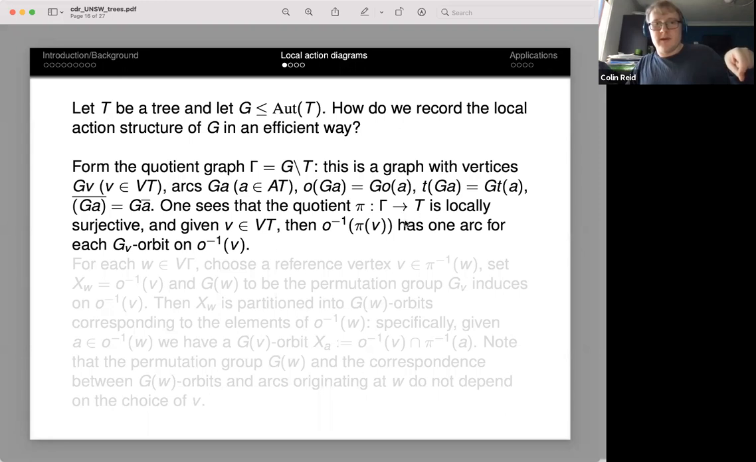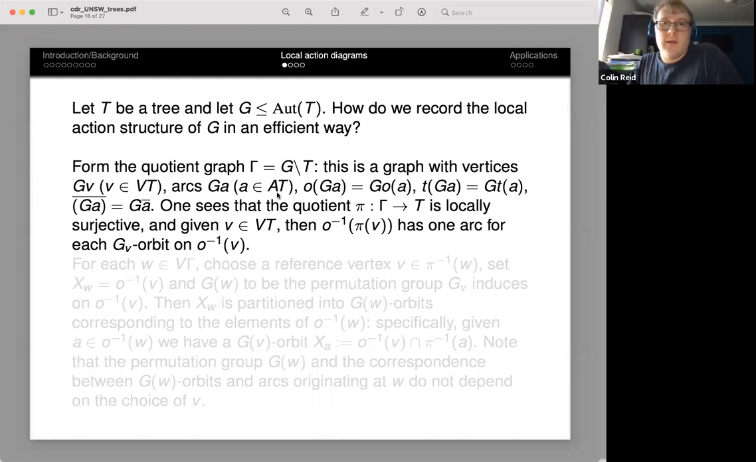So this map here is going to be locally bijective, essentially, if and only if the local action is trivial. So in gamma, the arcs coming out of a vertex correspond to the orbits of that vertex stabilizer in the original tree. And again, this is the same as the Serre setup. One difference here between us and Serre is we don't assume that G acts without edge inversions.